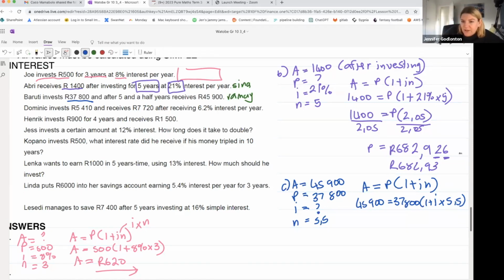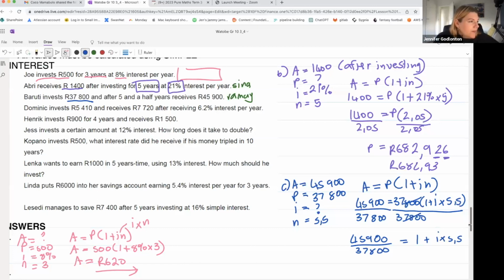We'd have to move some things around. So depending on how comfortable you are with equations, I think the first easiest thing to do would be to move this 37,800. So if we move that guy there, then we're only dealing with part of it, if this makes sense. So we're going to have 45,900 over 37,800 is equal to, we can get rid of that bracket now, 1 plus I times 5.5. Does that make sense so far?